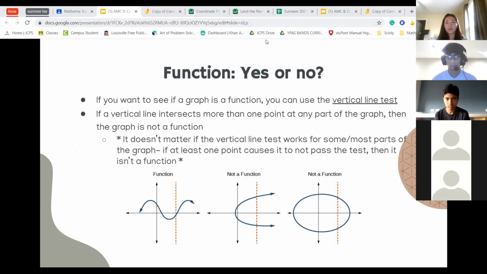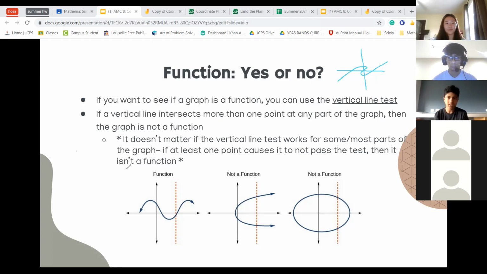So here, I'm just going to quickly attempt to draw something. Hopefully you guys can see this, but tell me in the chat if this is a function. And use the vertical axis.